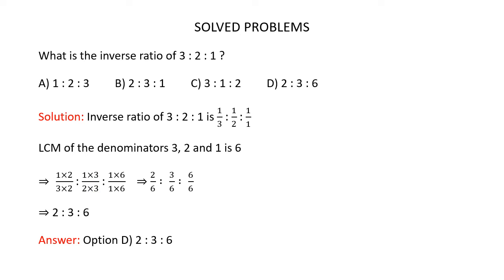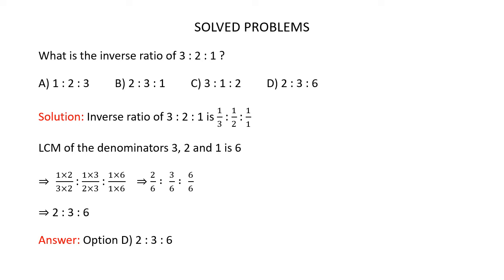6. In the fraction 1 by 1, to make the denominator as 6, you have to multiply 1 with 6. Now multiply both the numerator and the denominator of the fraction with 6. So you have 1 multiplied by 6 divided by 1 multiplied by 6, which is nothing but 6 by 6.